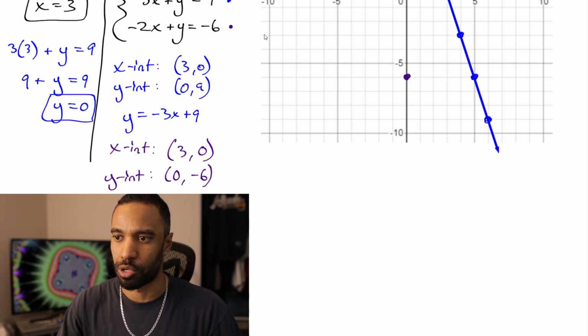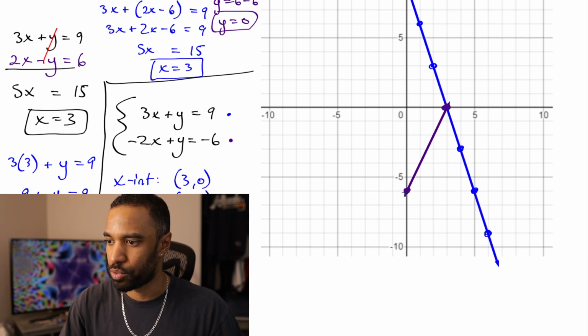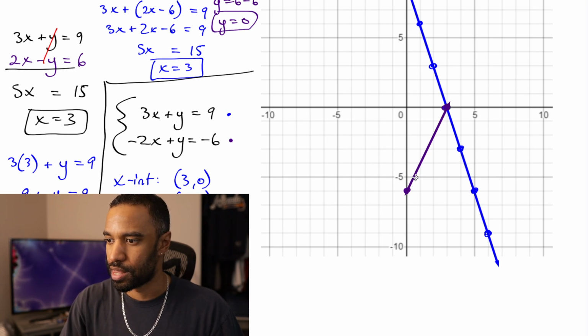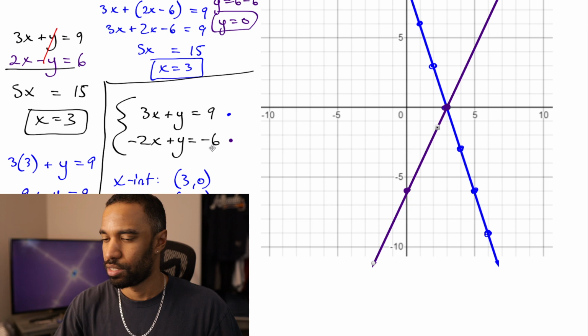So I draw a line through those 2 points right there. And of course, I will convert to slope-intercept form to confirm as well. But let's draw the line through these two first, and then let's extend it. Looking good.